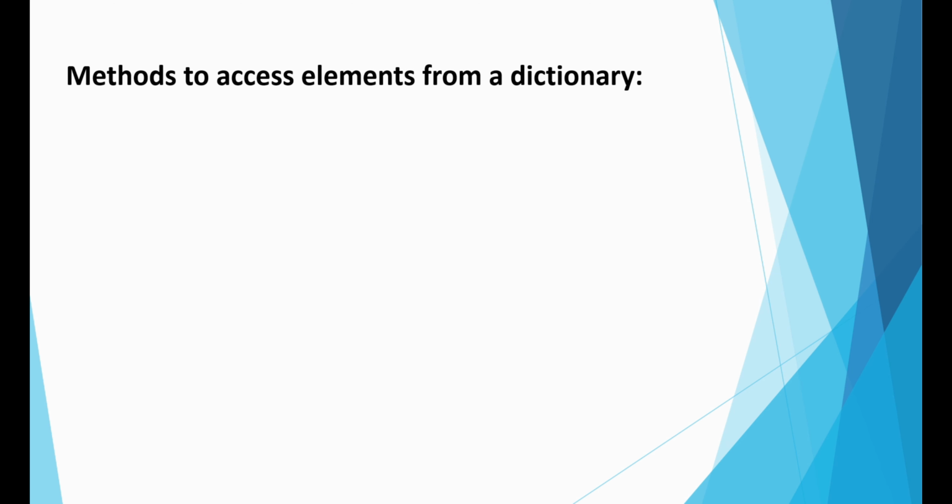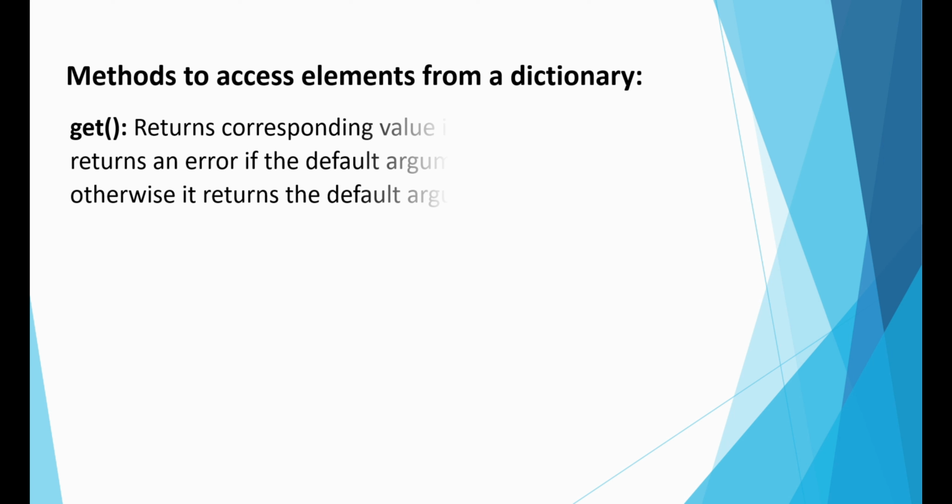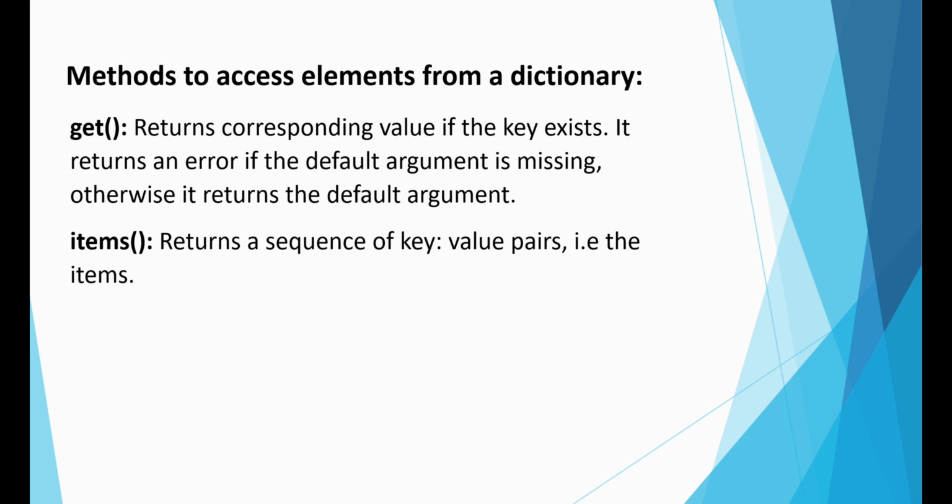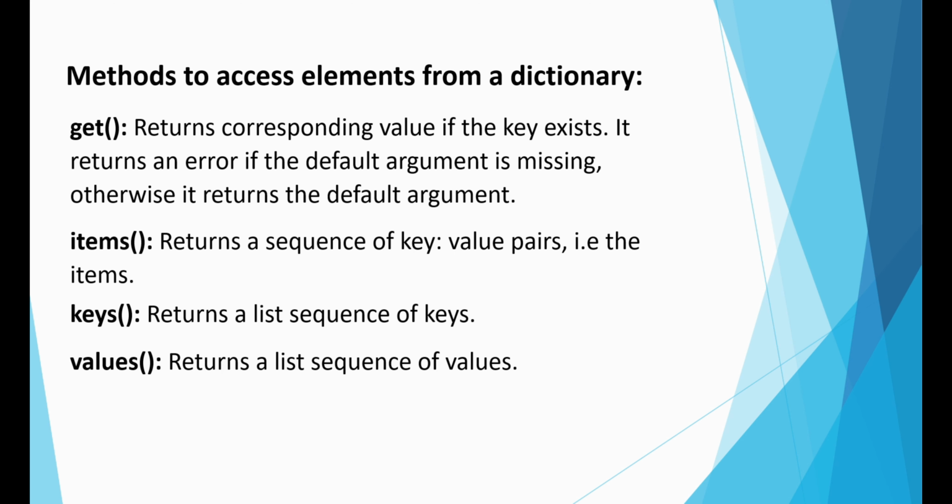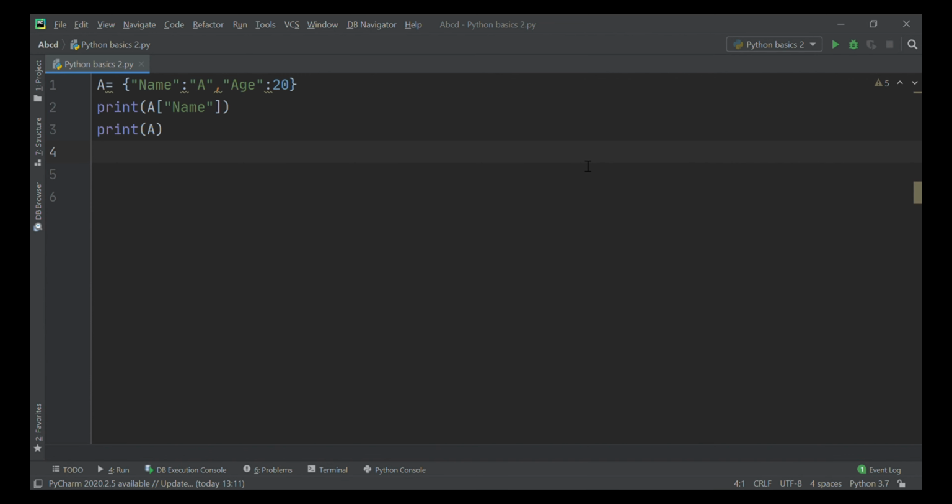We have several built-in functions to access elements of a dictionary. The get function returns the corresponding value if the key exists. It returns an error if the default argument is missing, otherwise it returns the default argument. The items function returns a sequence of key and value pairs. The keys function returns a list sequence of keys, and the values function returns a list sequence of values.